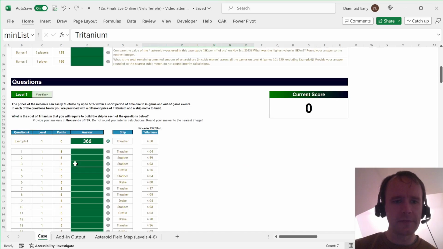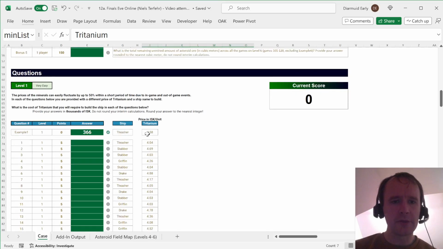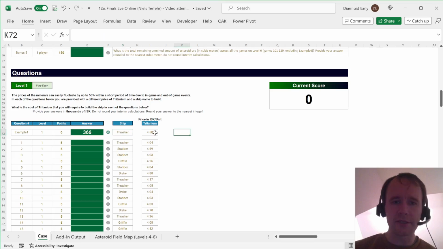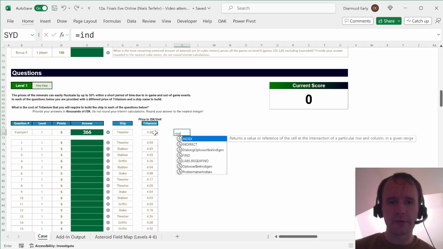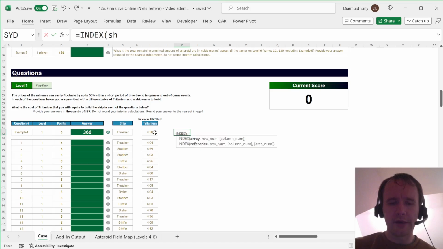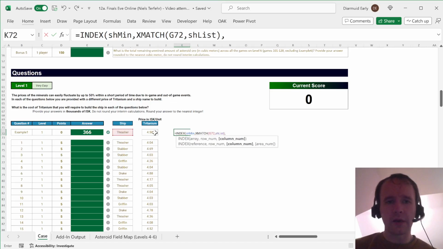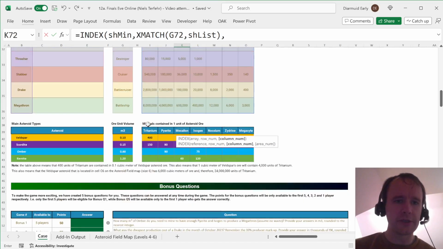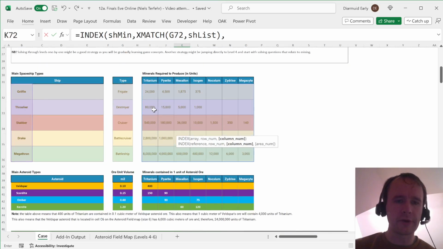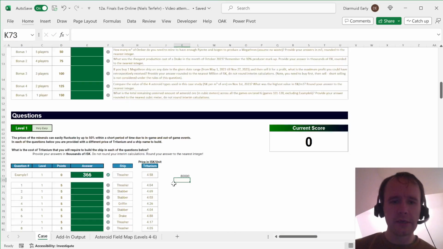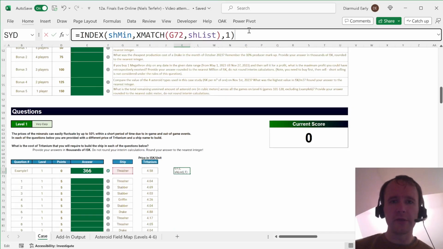The first question asks how much the cost in ISK, which is the currency here, of the amount of tritanium you would need to make this kind of ship if the price is this. So we're not going to use XLOOKUP because it's 2D; we're going to INDEX on SH min, the ship minerals, and the row number is going to be XMATCH of the ship type against the ship list. And the column number, well, we could XMATCH tritanium against that, or you can just look and say tritanium is the first column, so just column number 1. That tells you how many units of tritanium you need to make that ship.